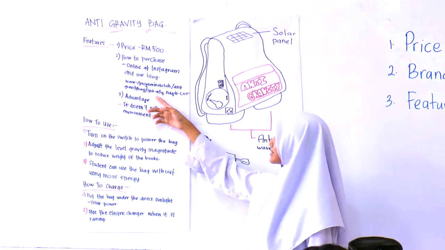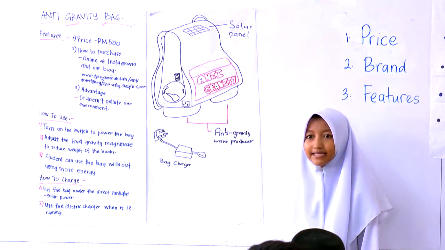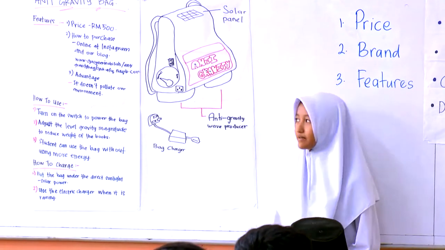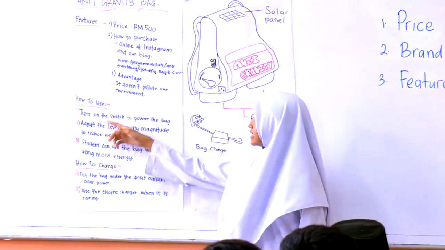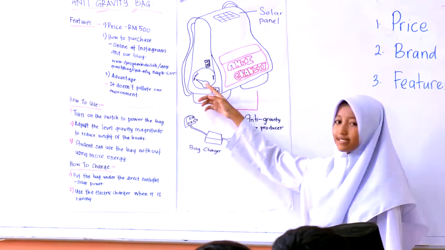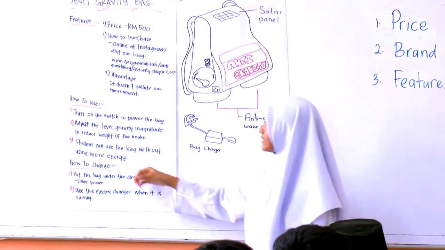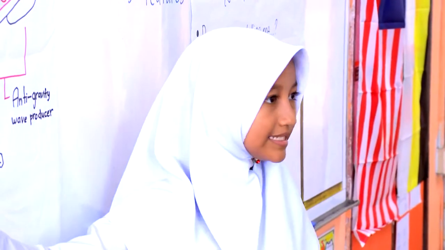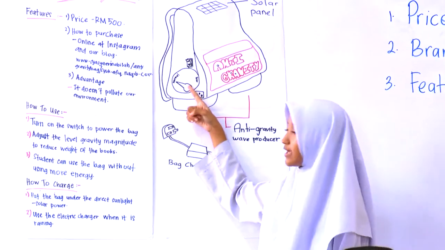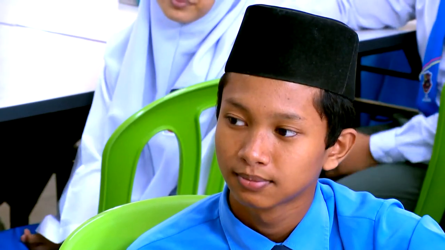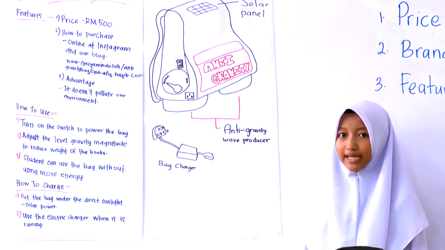Visit us at www.shashaerinabila/antigravitybag/shuk.afiq.nakib.com. The advantage of this anti-gravity bag is, it doesn't pollute our environment. Next, how to use this bag is, firstly, turn on the switch to power the bag. The switch. And then, you must adjust the level gravity magnitude to reduce weight of the books. This is the level gravity magnitude. And then, you can use the bag without using more energy.